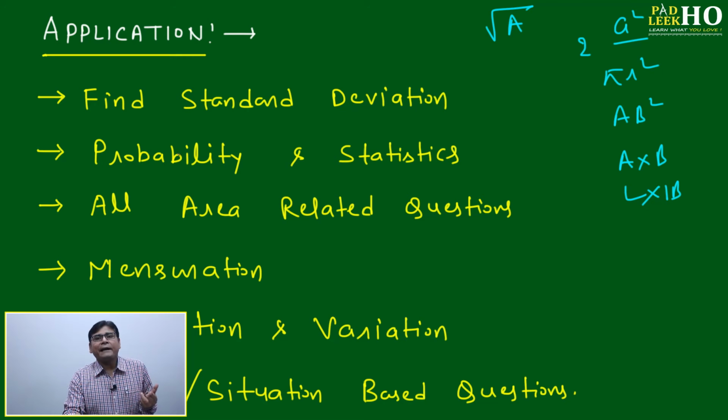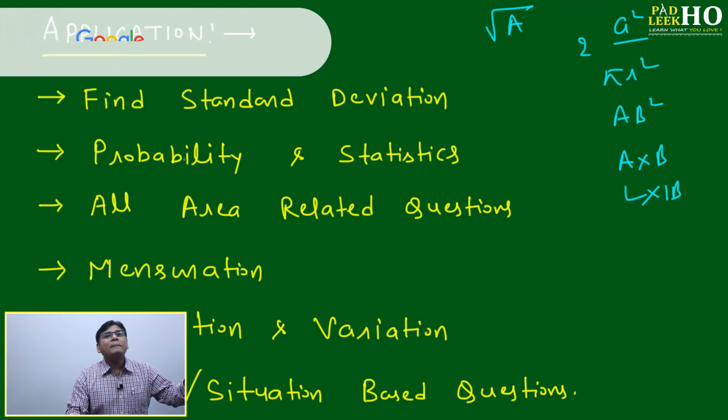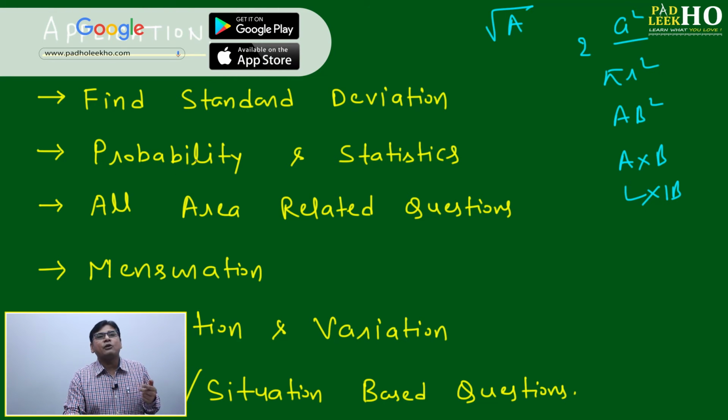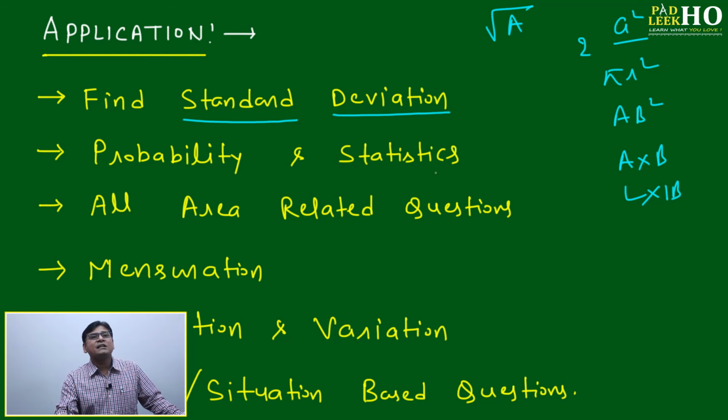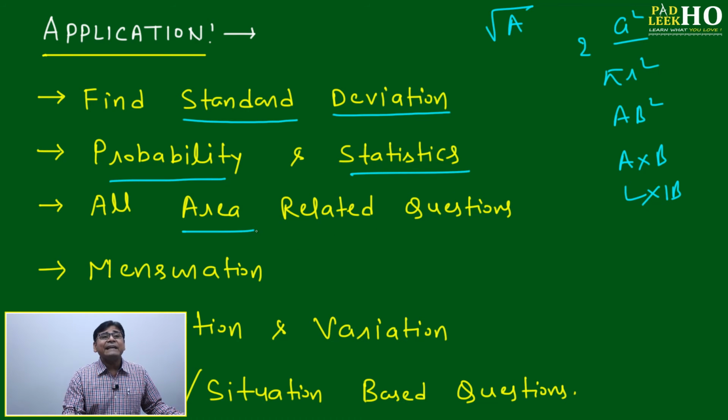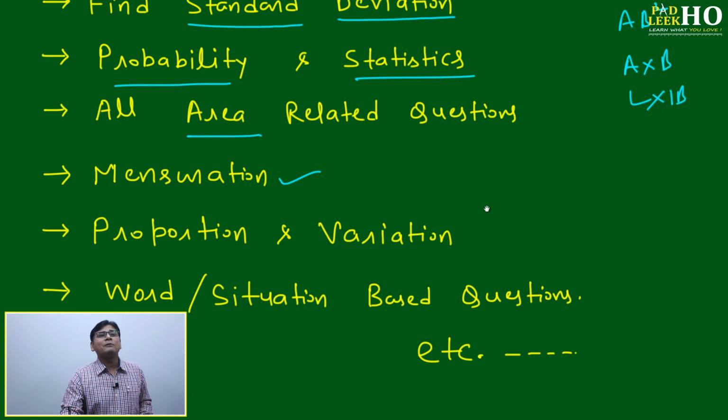If you are very good at finding the square root, or at applying all these techniques, you will be able to save a lot of time and apply this technique in a variety of problems. Like one of the famous categories is finding the standard deviation. For finding the standard deviation, you have to apply the square root technique, and this will be useful for probability and statistics. All area-related questions, whatever I told you, it will be helpful. In mensuration questions also square root will be helpful.